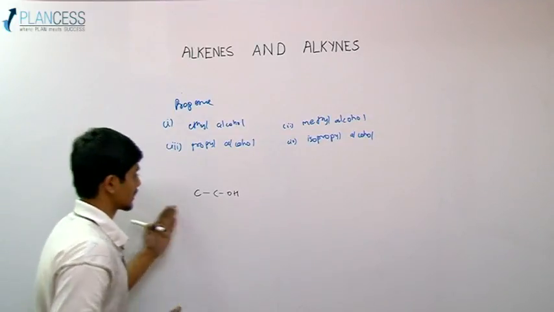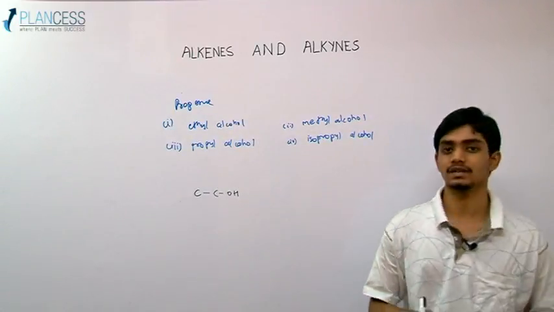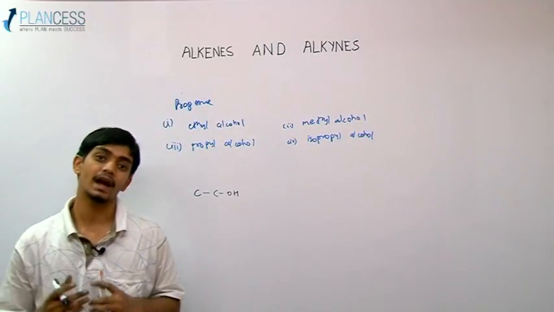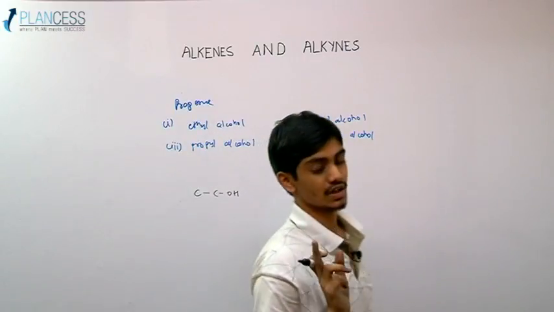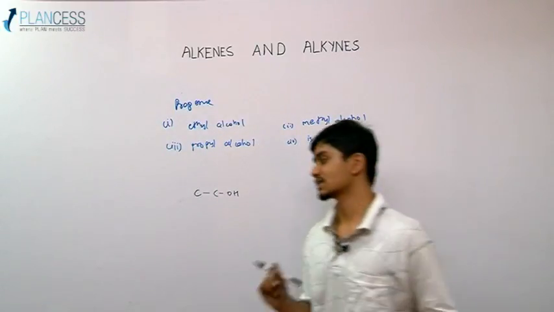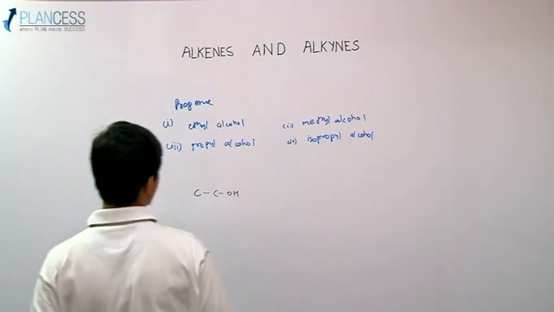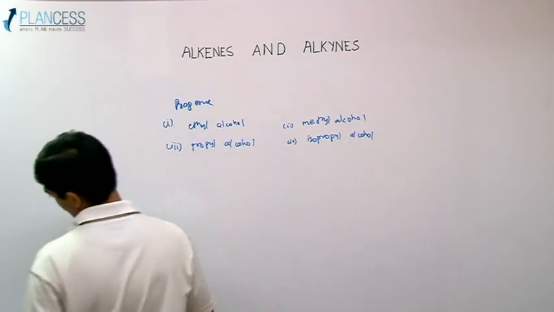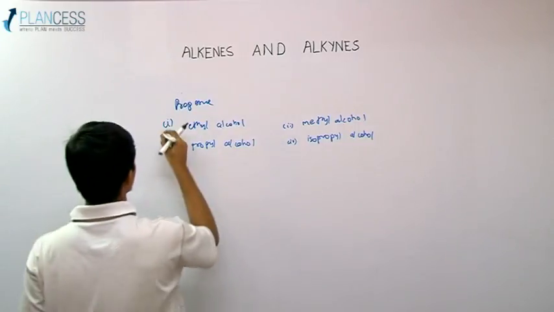First of all, think: the number of carbons in this alcohol is 2, which does not match with the number of carbons in the alkene, and we do not have any method in which the number of carbons can be raised in an alcohol and we get an alkene. So that means definitely ethyl alcohol and methyl alcohol are incorrect.